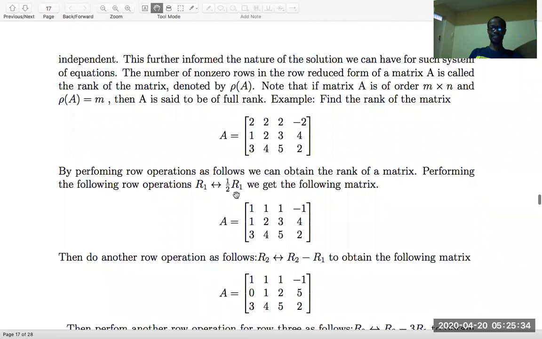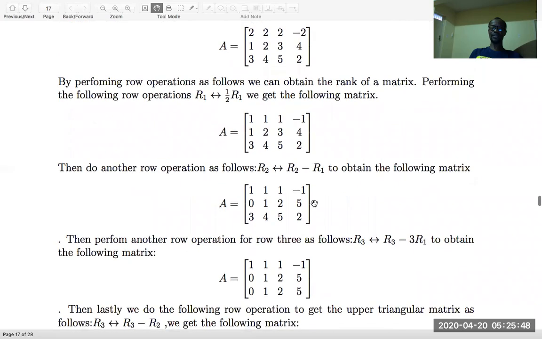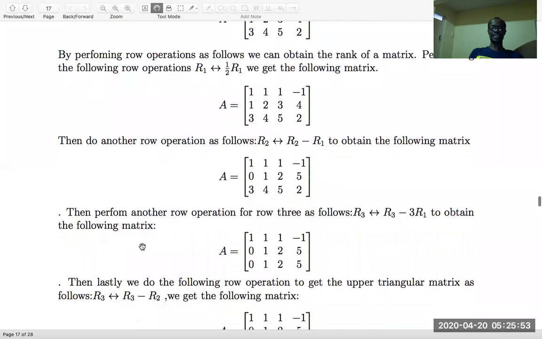From the above matrix, all I want to do in row 1 is to make row 1 become a half of row 1, and we get the following. Then do another row operation as follows: row 2 is equal to row 2 minus row 1, to obtain the following. So this one becomes a 0 and everything else follows. Then performing another row operation, we are getting an upper triangular matrix.